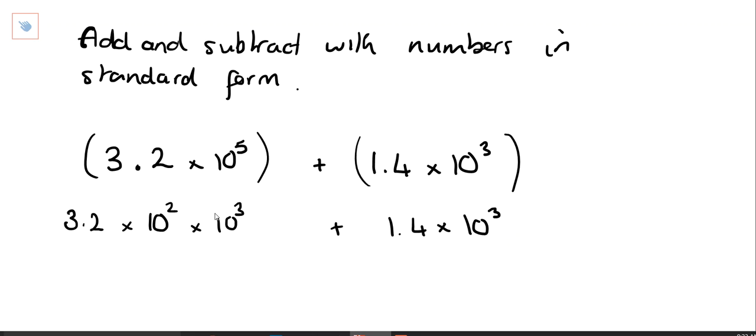Now, what do we do then? Well, we need the times 10 to the power of 3 bit. This is the bit that I want to keep. And then this is the bit that I need to be able to add together.